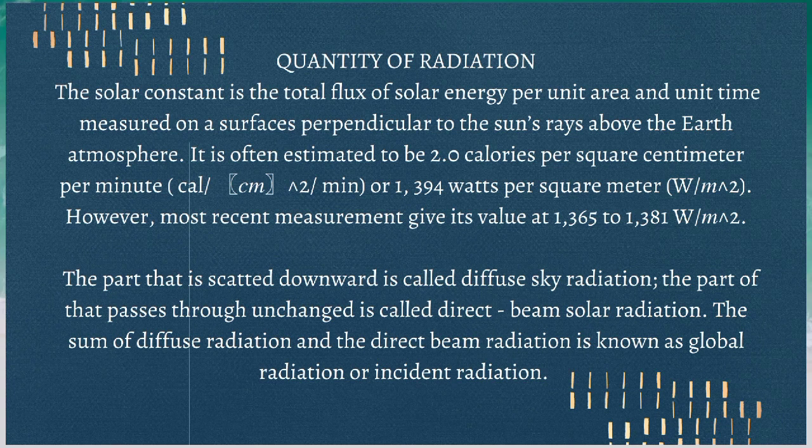The part that is scattered downward is called diffuse sky radiation, while the part that passes through unchanged is called direct beam solar radiation. The sum of diffuse radiation and direct beam radiation is known as global radiation or incident radiation. The quantity of radiation may be expressed in energy units, or irradiance, or in quantum units, or photon flux density. Irradiance is the radiant energy received on a unit surface per unit time. Photon flux density is the number of photons received on a unit surface per unit time. Its unit is moles of photons per square meter per second.